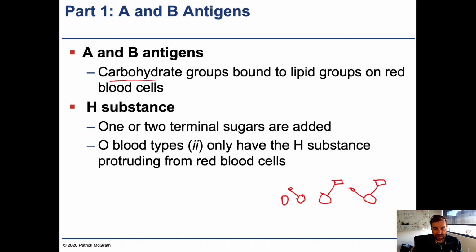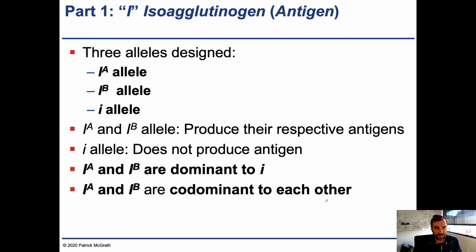So the H substance is where the sugars attach. O blood types still have the H substance protruding from the red blood cells. They just don't have the sugar groups attached to the end.